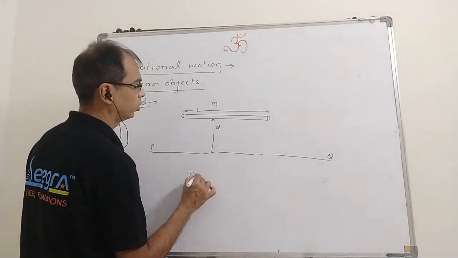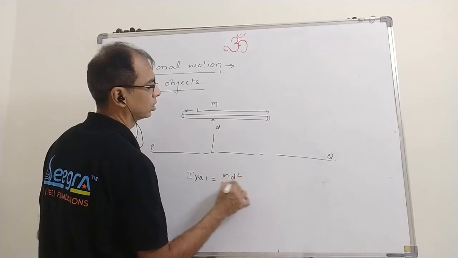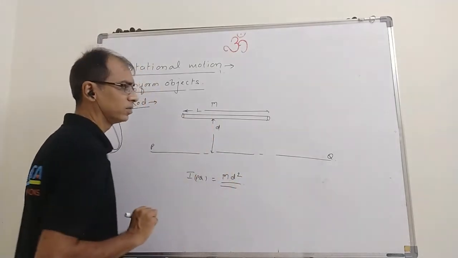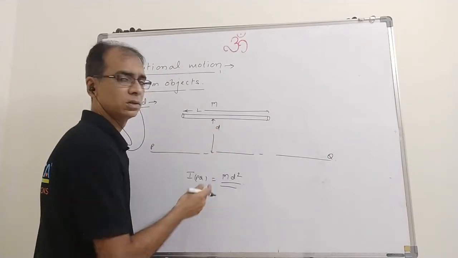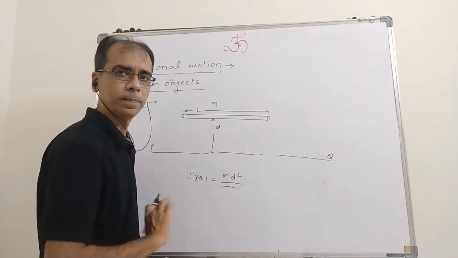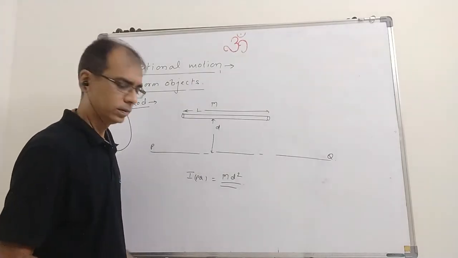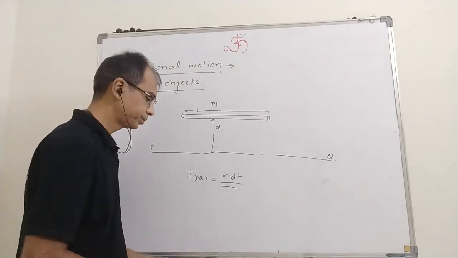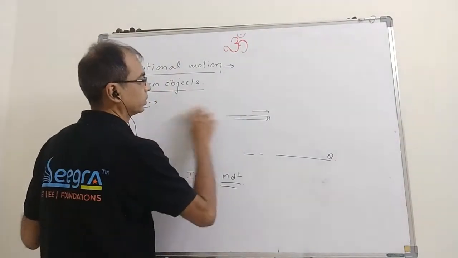I about PQ is actually m into d square. That's all. From the axis, what is the distance of the total mass? Every particle is at distance d. So just write m d square. That's it, it's over. Is that clear? Fine. Then, what next can we do?